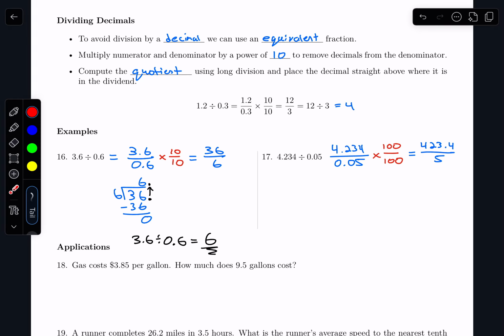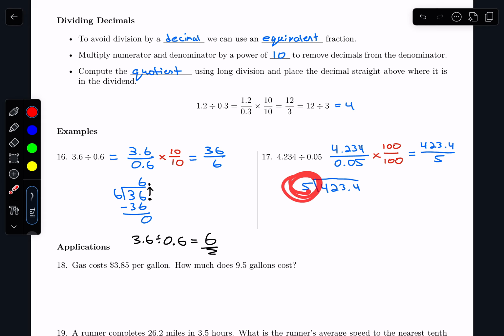So now when I work out this long division, I just have a single digit on the outside. I have 423.4 on the inside and just the number 5 on the outside. And let me tell you, we like when the divisor is a single digit. That was why we worked on our times table so much, is so when we have a single digit divisor, we don't have to think about what all the multiples of 5 are. We should just know them.